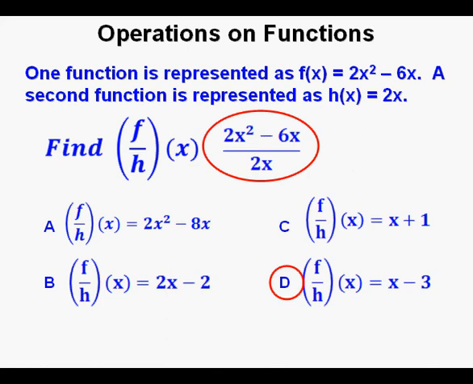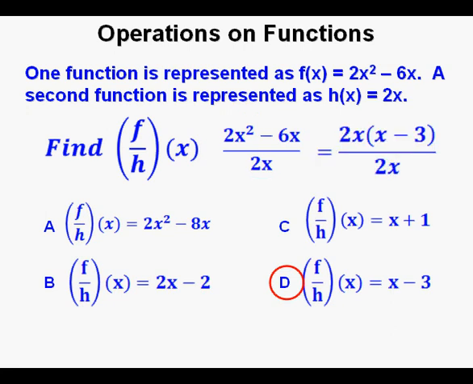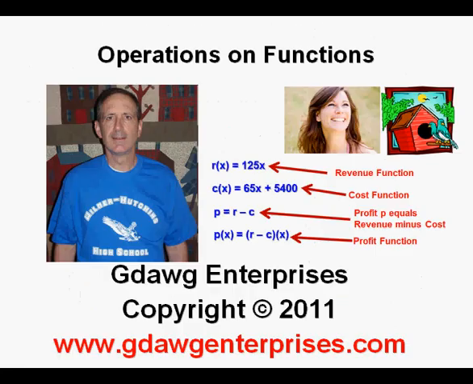Here are the functions together. 2x squared minus 6x all over 2x. In the numerator, that factors out to 2x times quantity x minus 3. 2x over 2x cancel to equal 1. And that leaves us with x minus 3. So D, again, is our correct answer.